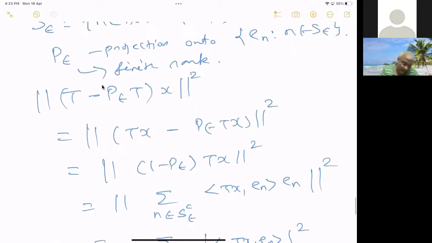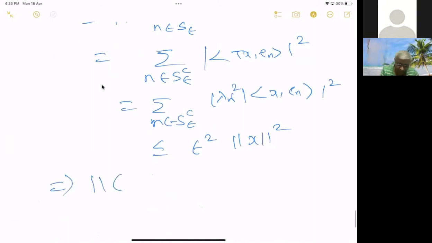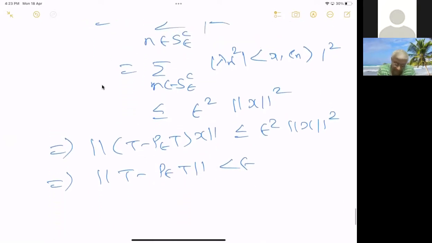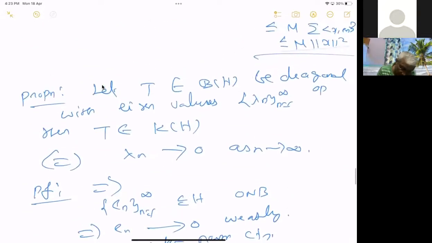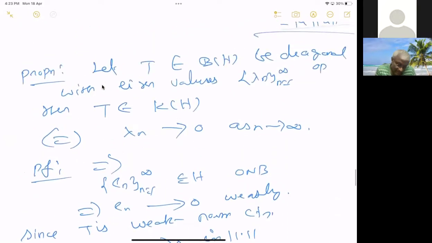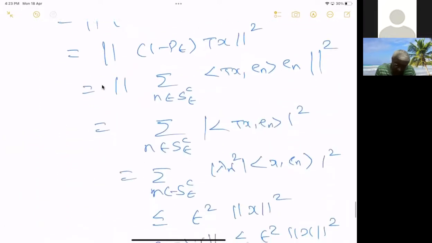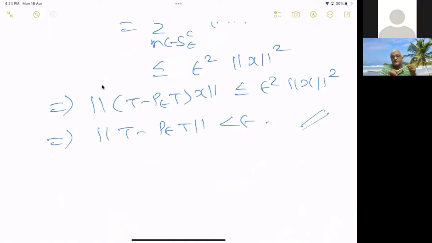Okay, so we have got this. So this implies the norm of T minus P epsilon T is less than epsilon. That's what we want. Given epsilon is arbitrary, we want to find a finite rank operator which approximates T in norm within epsilon. The proposition is proved. So if it is a diagonal operator with eigenvalues lambda n, then it is compact if and only if lambda n converges to 0. Any question? So this is about diagonal operators.